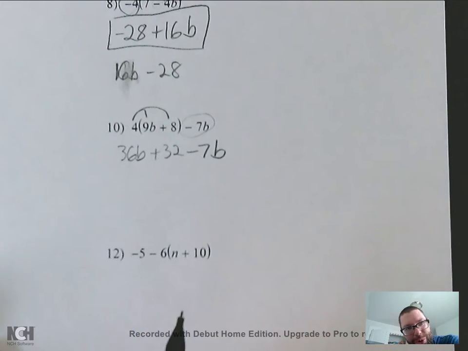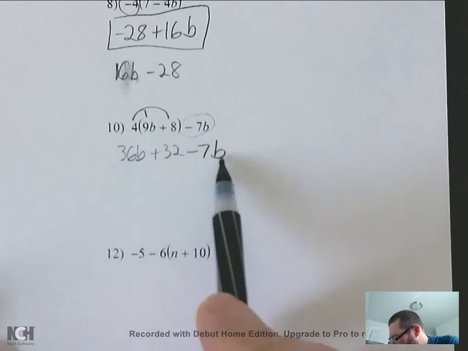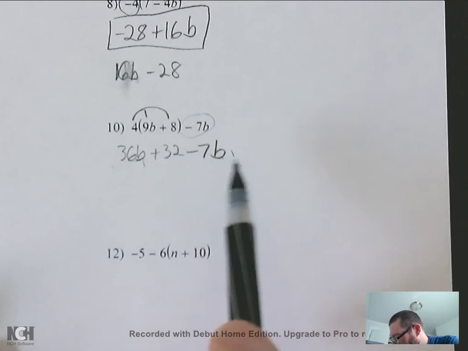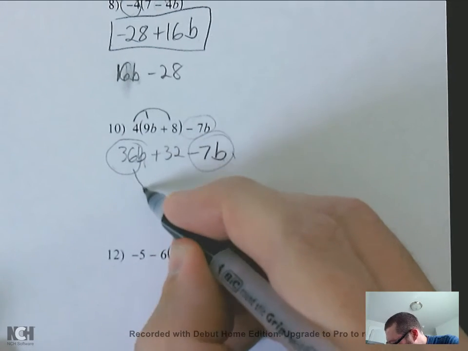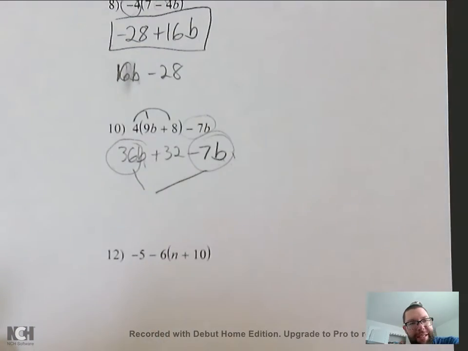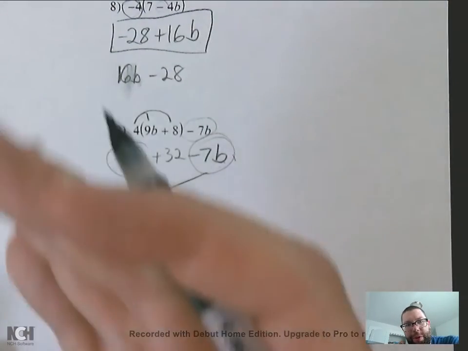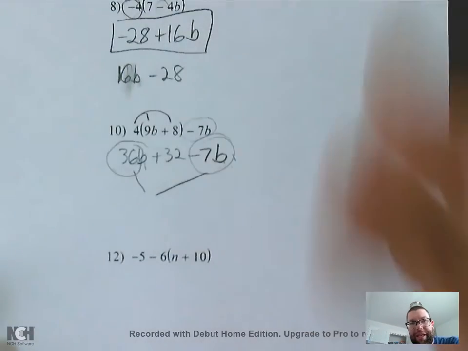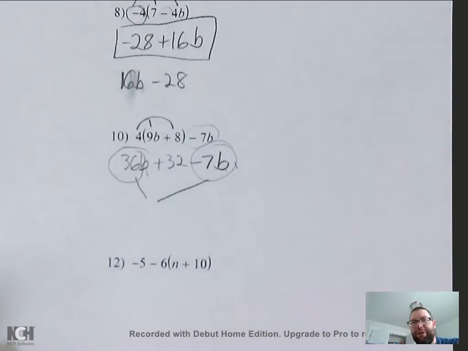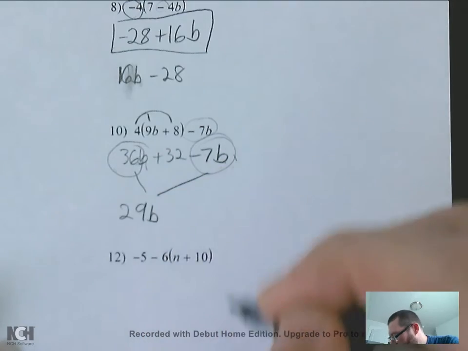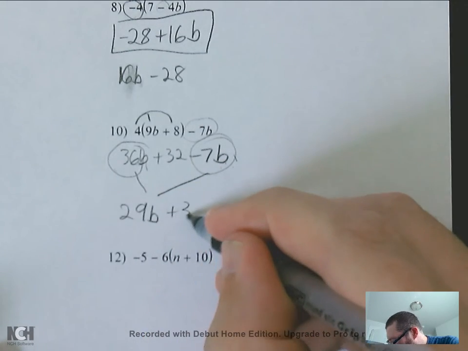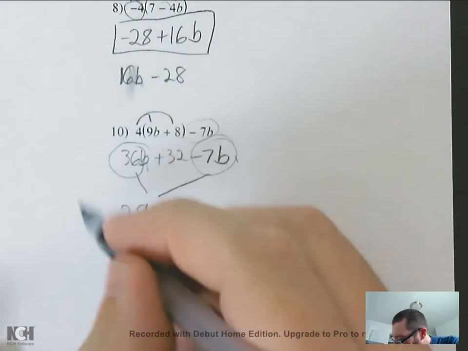Now we do have a like term here, right? We've got two numbers with a variable of b. So we can combine those two terms, 36b and negative 7b. So it's positive 36, negative 7, that's like subtracting 7, right? So it would become 29b. And then the plus 32 is still there. And that's as simple as I can get it.